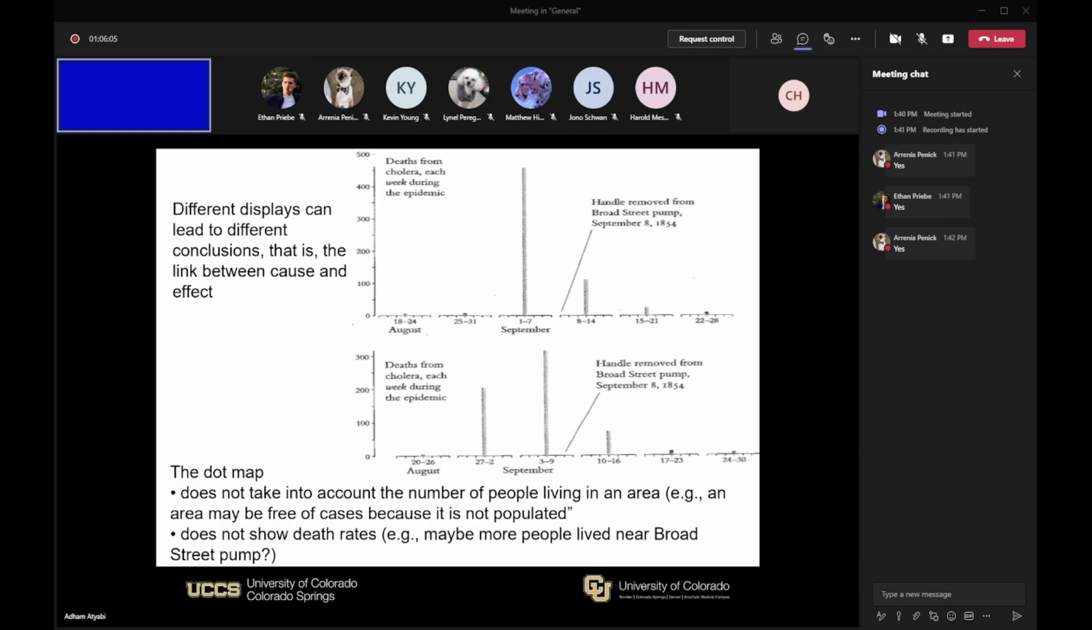Conventionally, the handle was removed in early morning of September 8th. So the plausible weekly intervals of September 1 to 7 and 8 to 14 and so on are basically used in here. And imagine if you had read the story of Jon Snow as reported in the first few pages here.